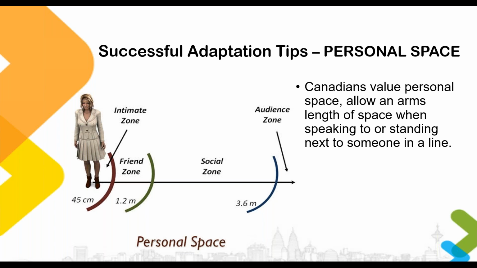If you look at the picture here, the way that it has been captured, it tells you per meter what is actually acceptable. So an audience zone would be outside of the 3.6 meters. So if you're speaking to a group of people, it is okay for you to stand a little bit further away than 3.6 meters. A social zone, so if it's someone that you know and you're socializing, 3.6 meters is okay. The friend zone would be 1.2 meters, and 45 centimeters means you're way too close to my face.